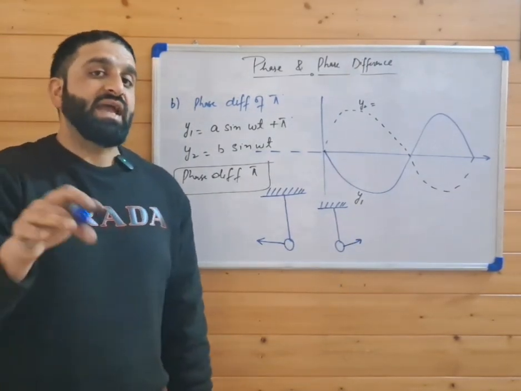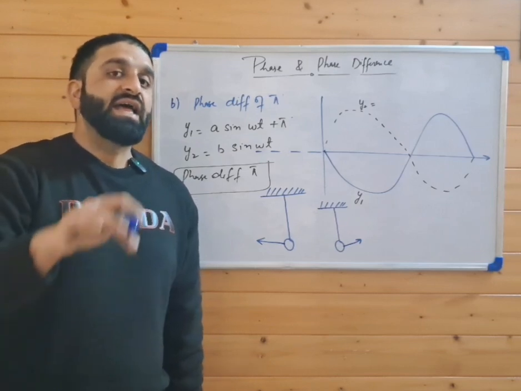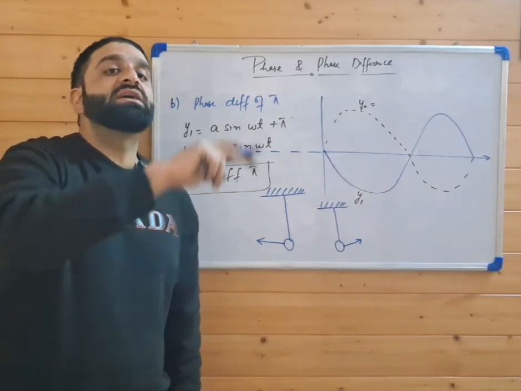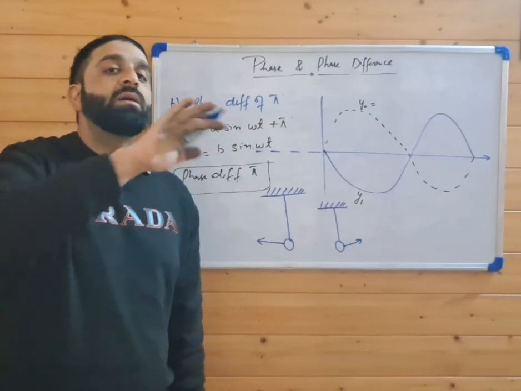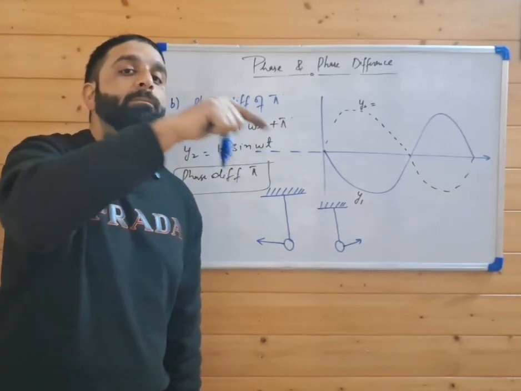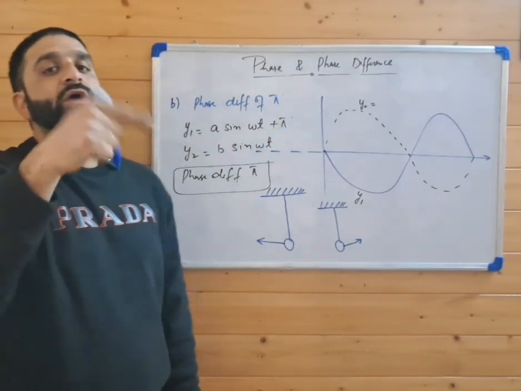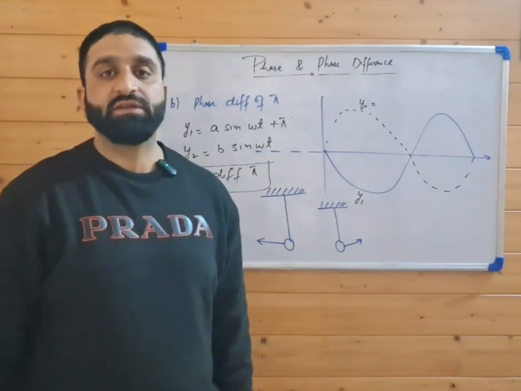Or it can be said that when particle A, or pendulum A, has completed a half cycle, after the completion of the half cycle, pendulum B starts its motion. So we have got a phase difference of 180 degrees.